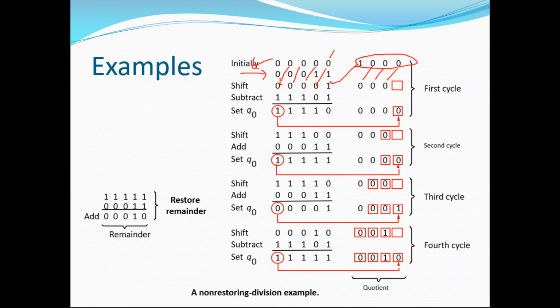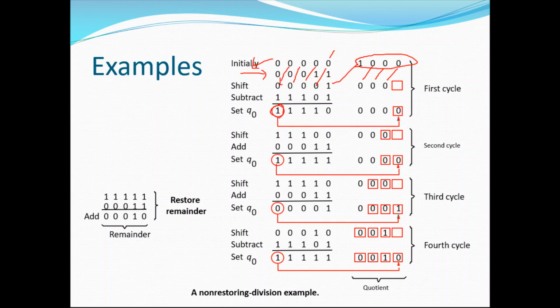Take the 2's complement of m and add it. 1 plus 1 is 0, carry 1. 1 plus 1 is 1, then 0, 0, carry 1... Now see the sign bit, it's 1, so it's a negative number.